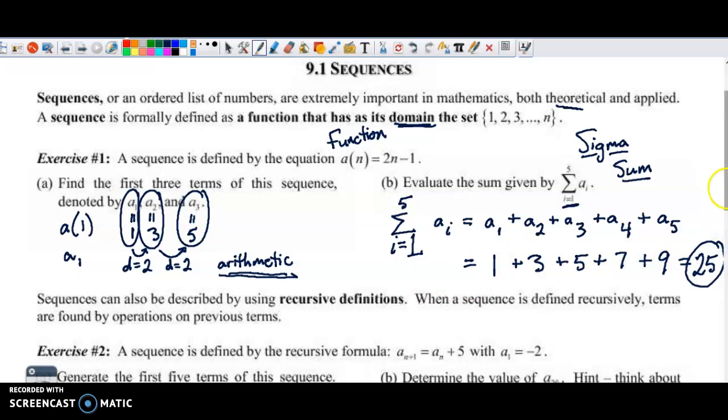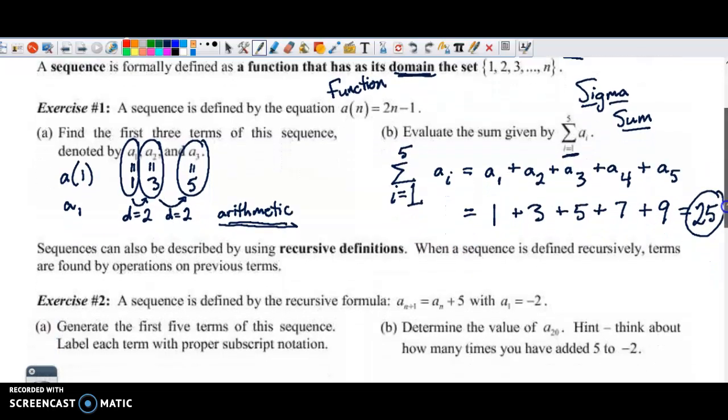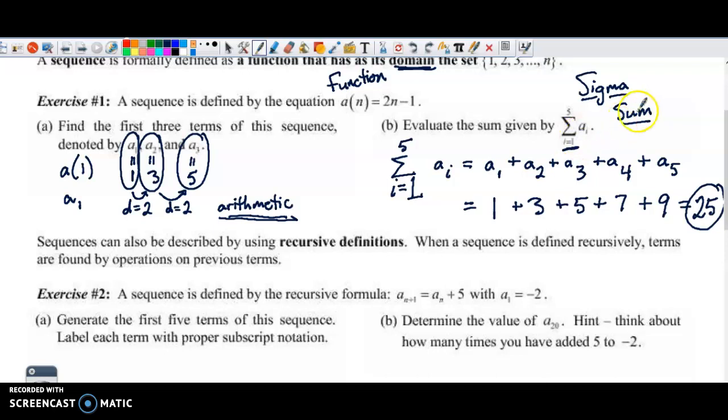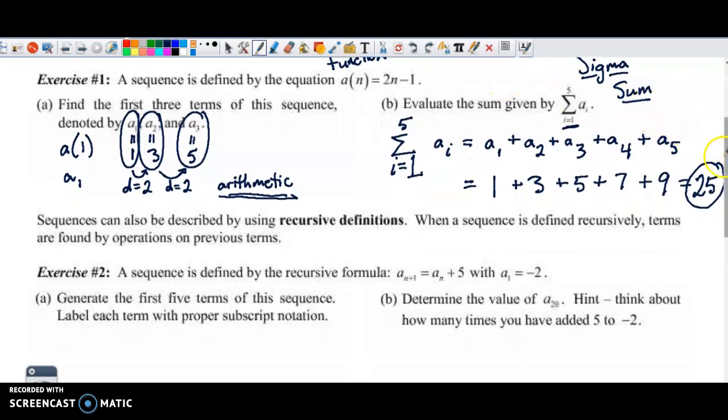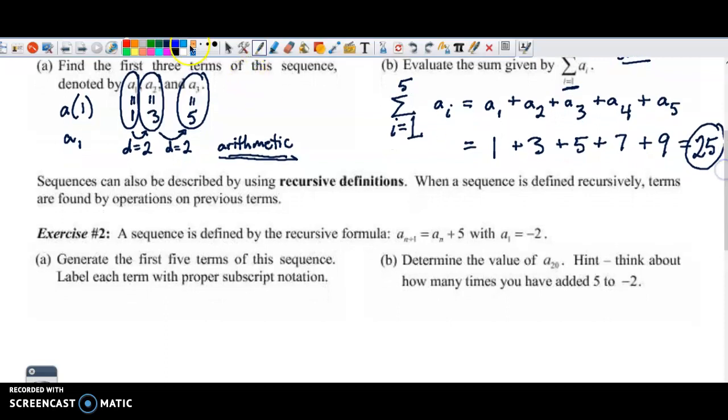Now, I am also a realist. I do know that your calculator will do problems like this. I'm just hesitant to show you right now. I do want to point out, though, that your calculator can do things like this if you want to investigate. The problem is when we get to what are called recursive definitions.